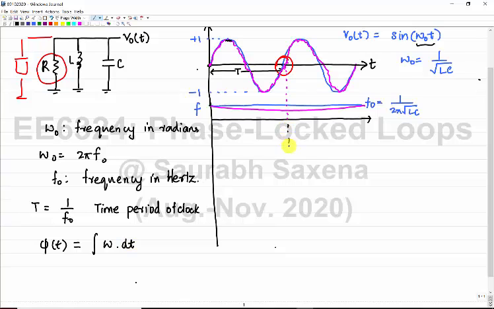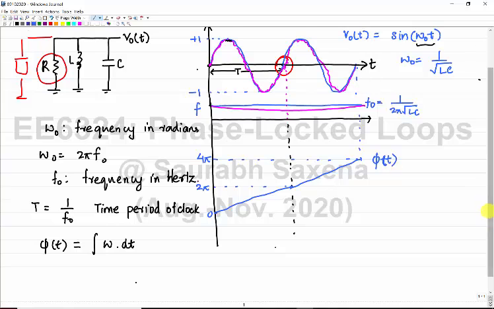Okay, so if I plot the phase of the signal, let us say it starts from 0. For an ideal sine wave, it will cover a phase of 2 pi in one time period, and then it will go to 4 pi in another time period. So this is 0, this is 2 pi, and this is going to be 4 pi. This is what is going to happen for an ideal signal. I am plotting phase with respect to time.